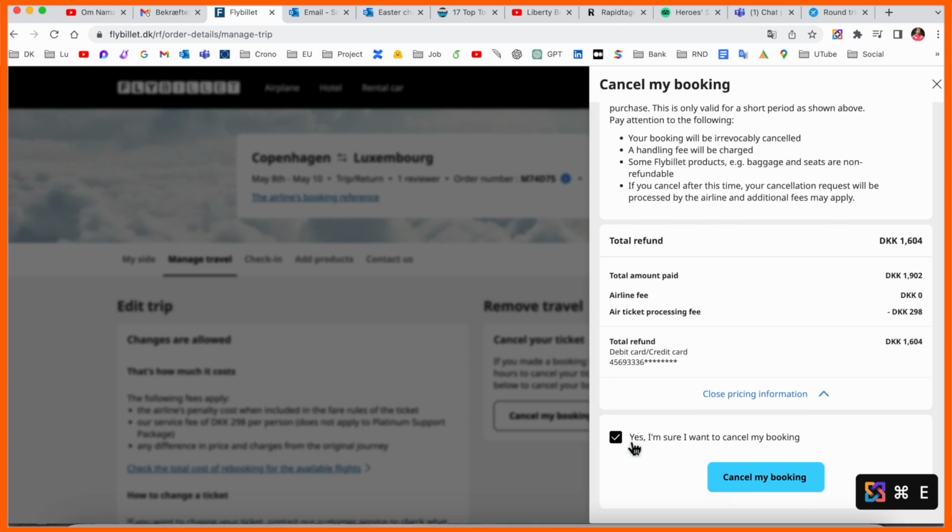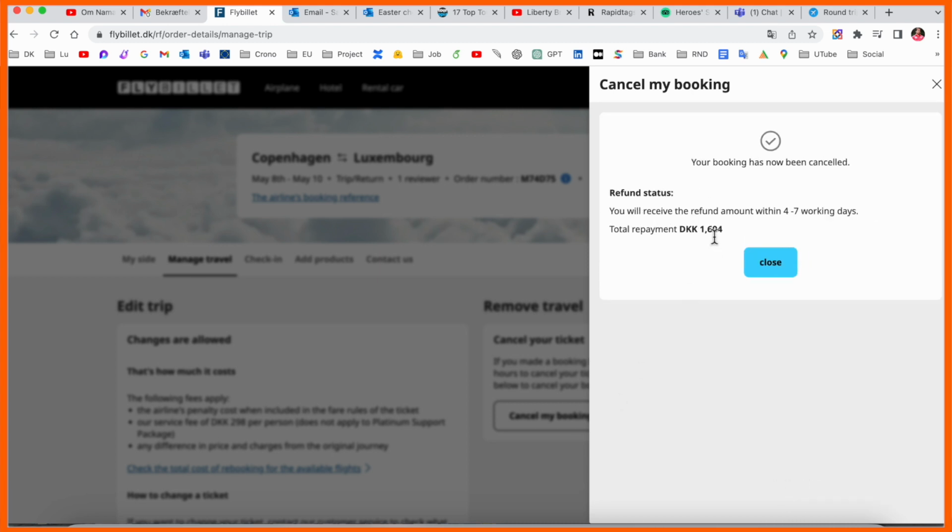You just simply select, make sure the credit card is the same, and click cancel the booking, and look at this, you will receive the refund amount within 4 to 7 days. Total repayment, I am receiving this amount in my account.